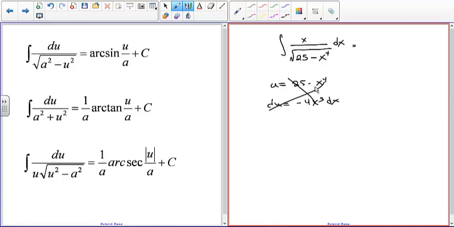So the only other similar form to this equation we have is where this would be u squared and this would be a squared. So in these problems we have both u and a. So what we're going to do is say u squared is equal to x to the 4th and a squared equals 25.